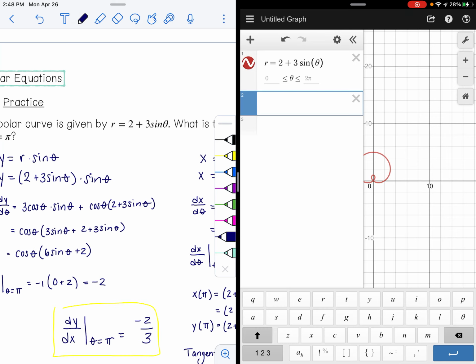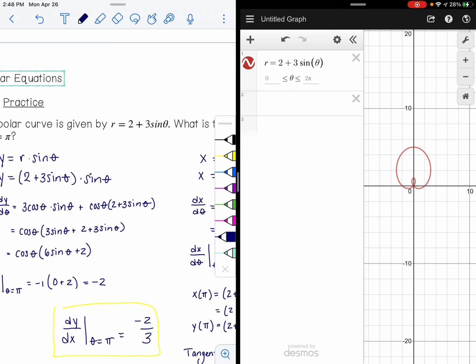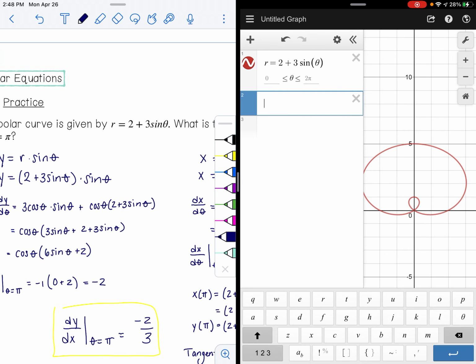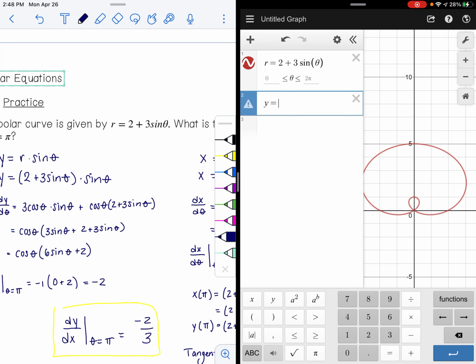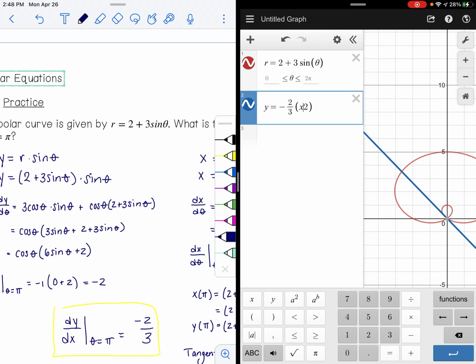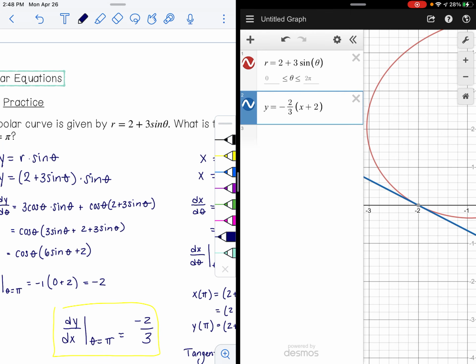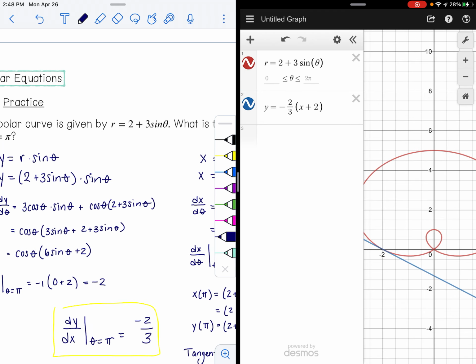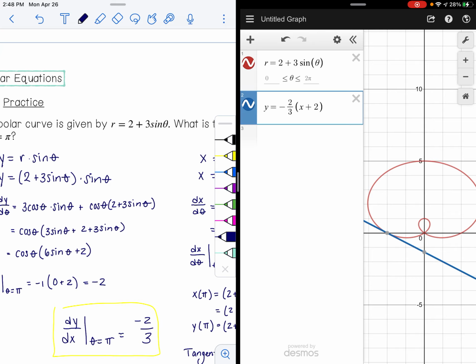That gives us a limacon, however you want to say it. And then our tangent line was y equals negative 2 divided by 3 times x plus 2. There we go. Now we can see that it is tangent, and that is the point at the angle where theta is pi, because that's the negative x-axis.